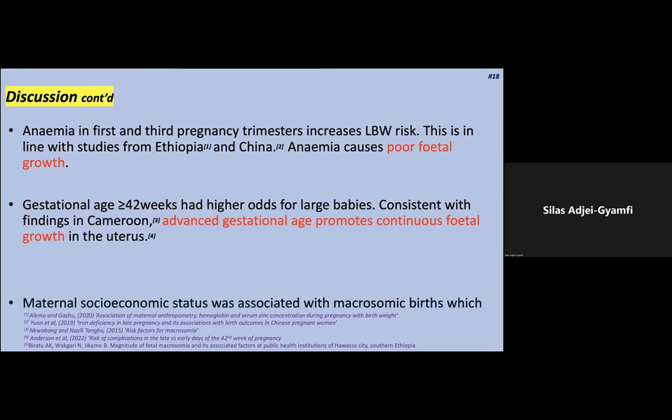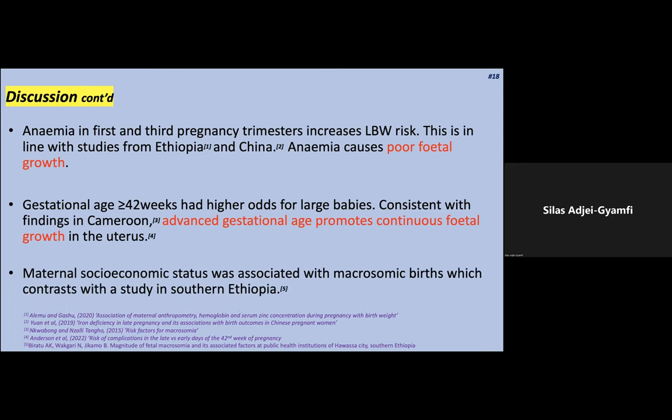which has been proven in other studies. Maternal socioeconomic status was also associated with macrosomic births, which contrasts with a study in southern Ethiopia. However, more in-depth studies are needed to find out the strength of this effect on macrosomic babies.